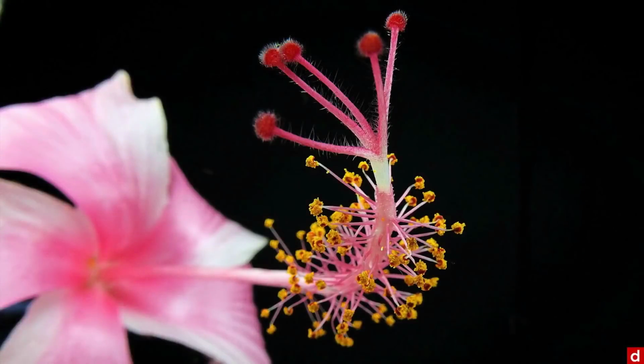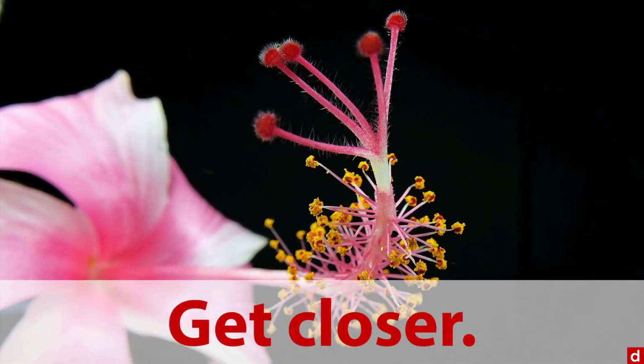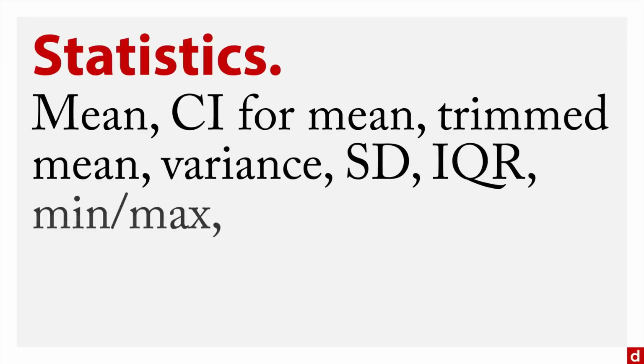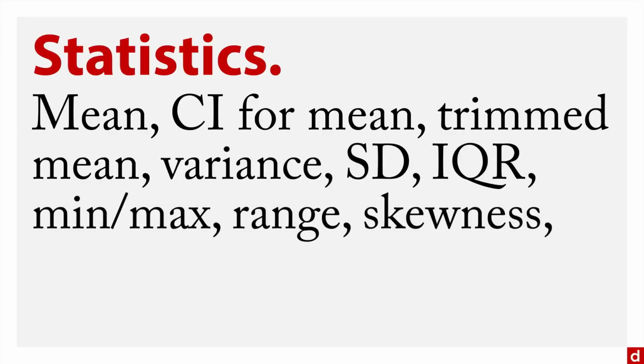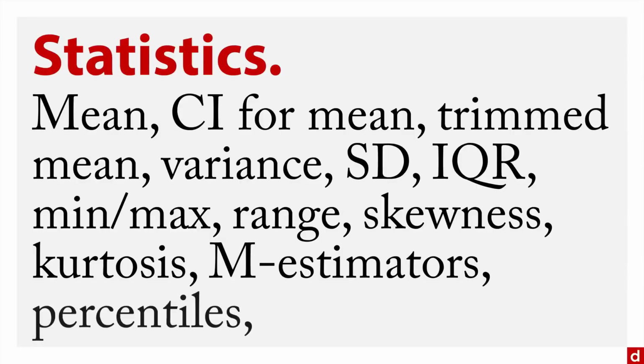I like to think of this as a way to get a lot closer, get a little macro view on your subject, get closer and see what's there in detail. Now, the explore command is going to give you a bunch of statistics. It can give you the mean and the confidence interval for the mean and the trimmed mean, as well as the variance, the standard deviation, the interquartile range, the minimum and maximum, the range, skewness, kurtosis, a collection of M estimators, which are special robust ways for measuring the center of a distribution, percentiles, which we've seen before, and lists of outliers.